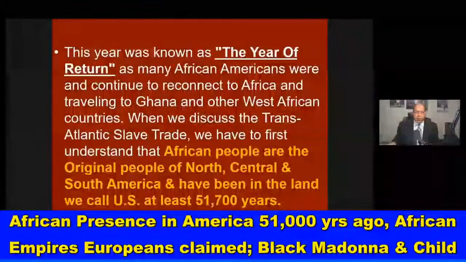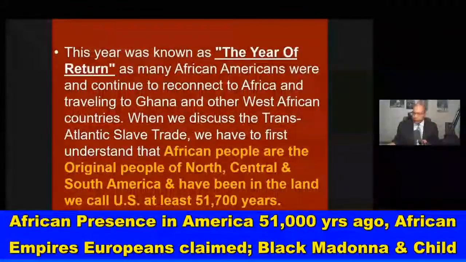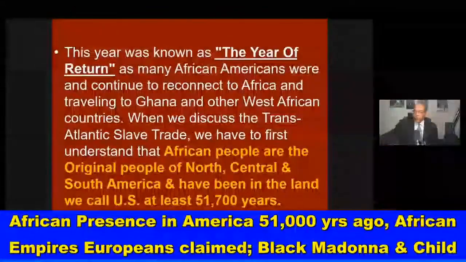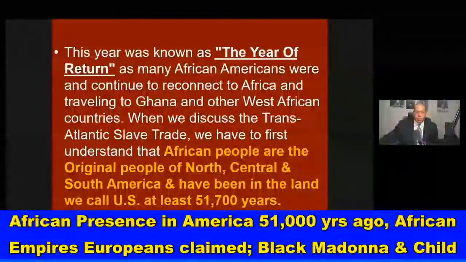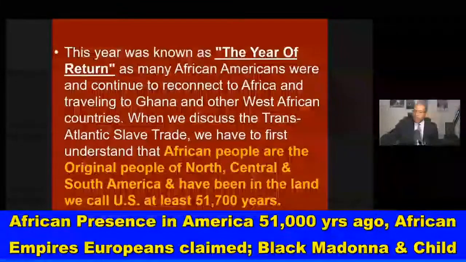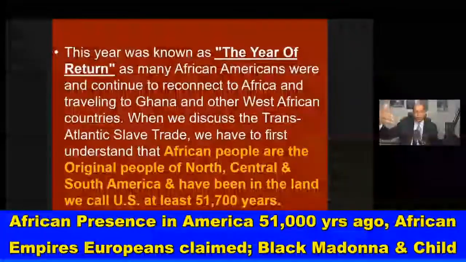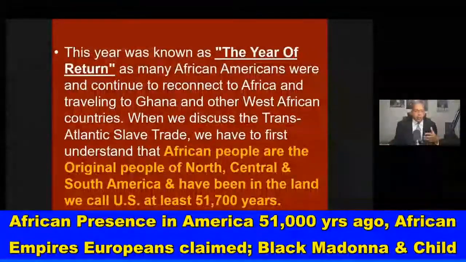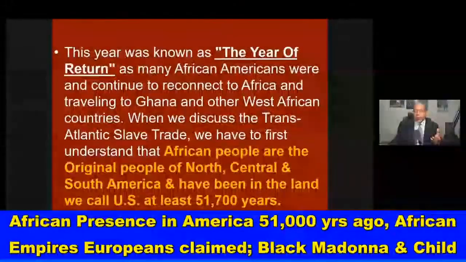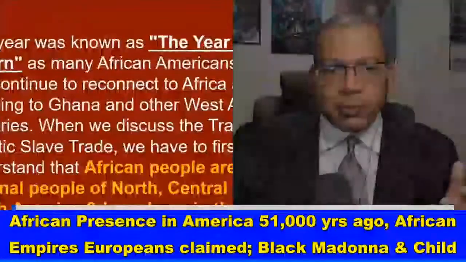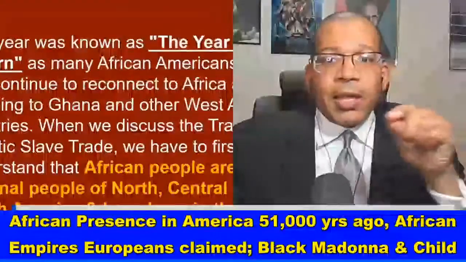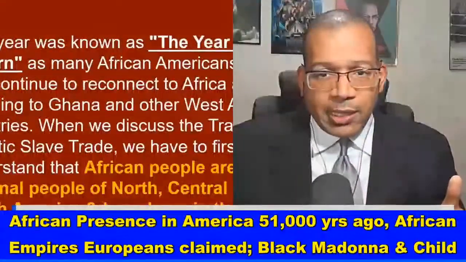When we discuss the transatlantic slave trade, we first have to understand that African people are the original people of North, Central, and South America. We've been in the land that we call the United States of America going back at least 51,700 years. This does not mean that the transatlantic slave trade did not happen. Yes, it did. We have to understand the thousands of years of history that lead up to the transatlantic slave trade taking place.